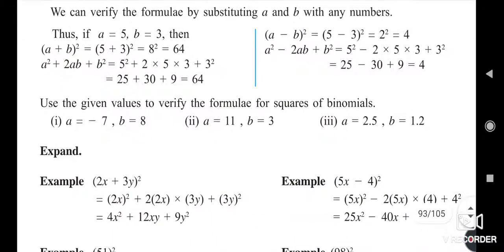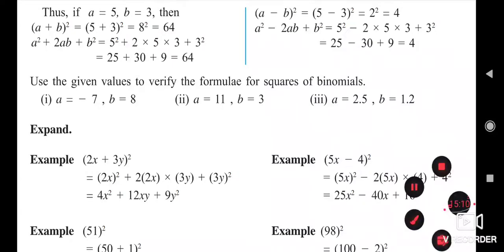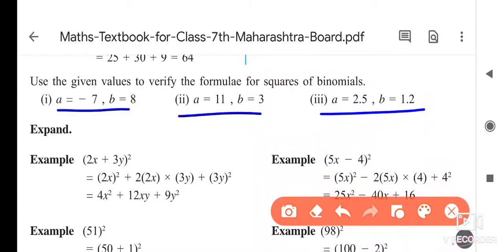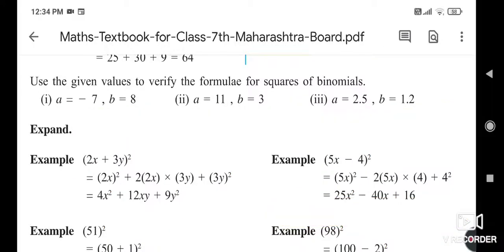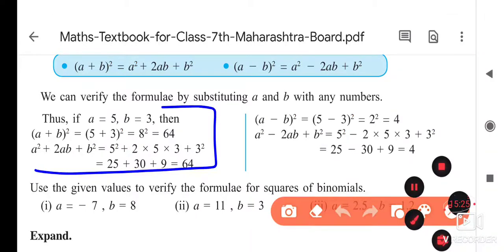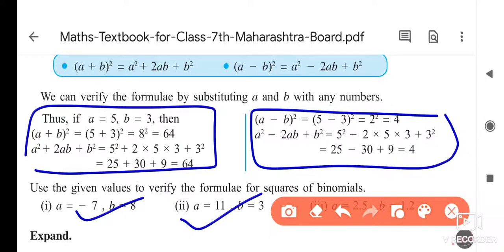So here they gave you an activity to solve. We have to use these values and verify whether the above formulas are correct or not. Your duty is to put the values of a and b in the above formulas, in the same way, and verify the formulas. In this way you check each value by using these values and this formula.